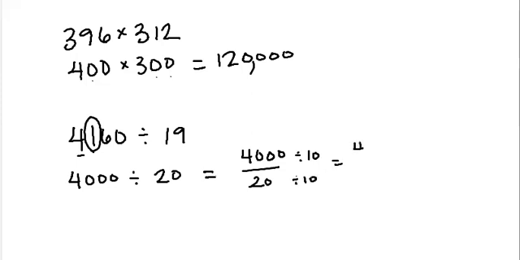So I'm going to cut both the top and the bottom by a factor of 10. So really, I'm just taking off a 0. So I have 400 over 2. Well, what is half of 400, or what is 400 divided by 2? That's 200. So my estimate is 200.